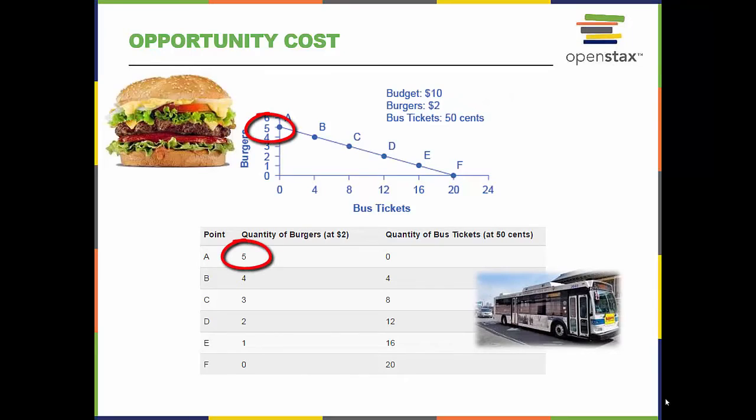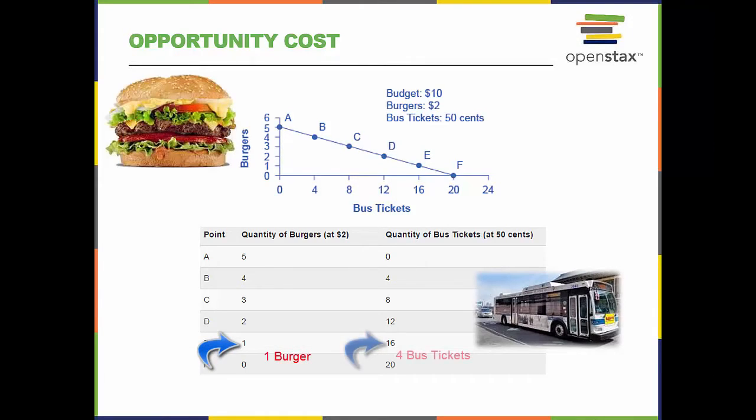If you bought only burgers, you could buy 5, but then you would not have enough money left to buy bus tickets. If you bought only bus tickets, you could buy 20, but then you would be hungry without any burgers. For each burger you buy, how many bus tickets will you forego buying?